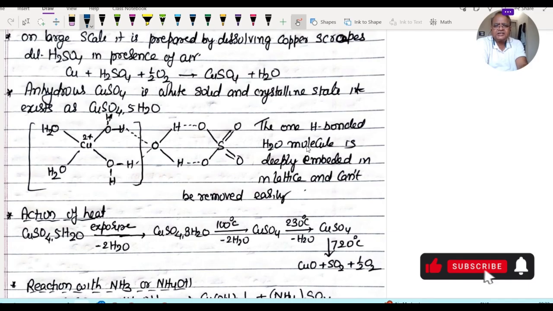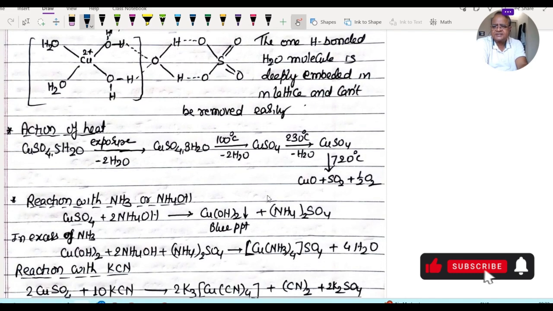The one H-bonded H2O molecule is deeply embedded in the structure and cannot be removed easily. Action of heat.